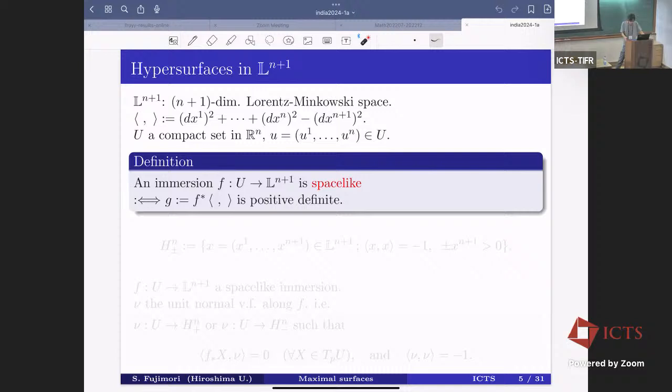Later I will restrict my talk to surfaces in L3, but first, for a while, I will talk about hypersurfaces. We denote by L^{n+1} the (n+1)-dimensional Lorentz-Minkowski space. This is the same as Euclidean space as a set, but the inner product is different. So we have this inner product, with a minus sign here.